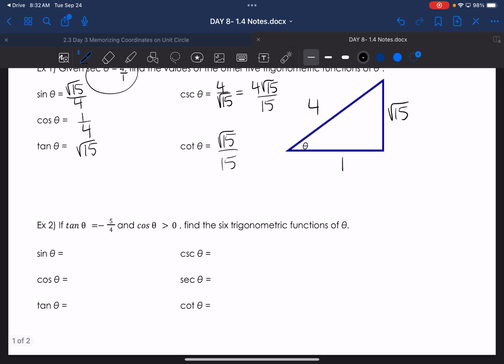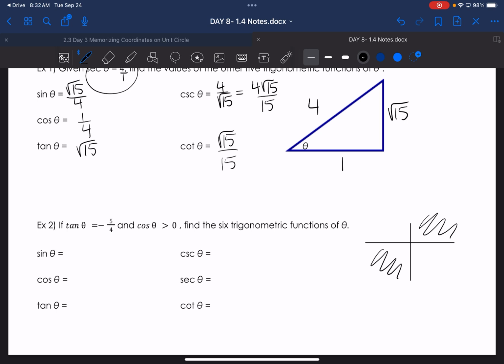Okay, now it says if tangent of theta is equal to -5/4 and cosine is greater than 0, find the 6 trig functions. So we also have talked about this. This tells us where we would be able to graph this, right? So tangent is negative, right? So which quadrants are possibilities for us? 2 and 4 would be our possibilities because tangent's negative in this problem. All right, so that narrows it down to 2 and 4 for us.